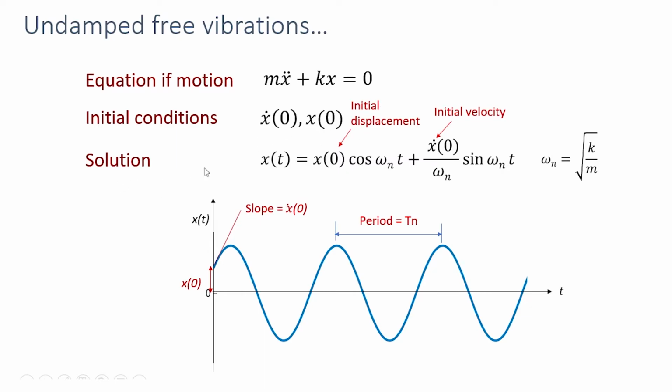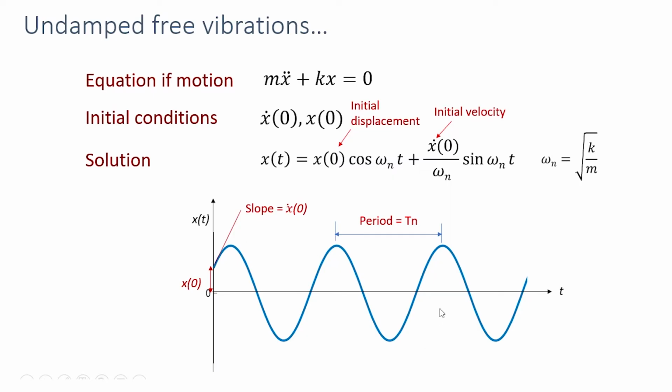So this is our equation of motion, and we have our initial conditions. The solution of this differential equation can be represented as this: the displacement at any time t is equal to the initial displacement multiplied by cos omega nt plus the initial velocity divided by omega n multiplied by sine omega nt. And we know that omega n is equal to root of k by m. k is the stiffness of the structure and m is the mass of the structure. So all the variables in this equation are known now.